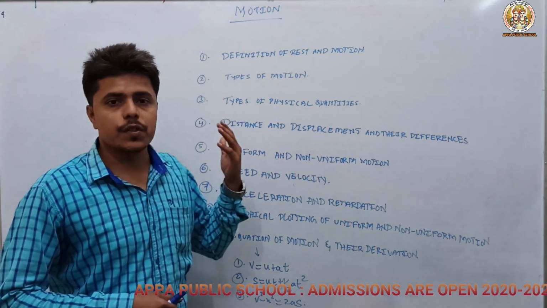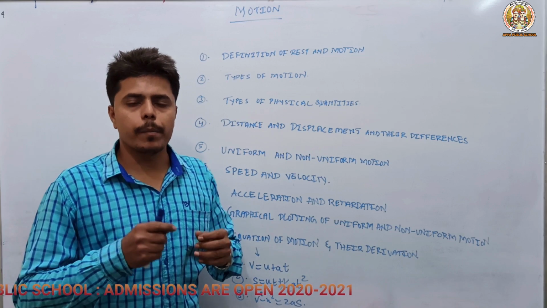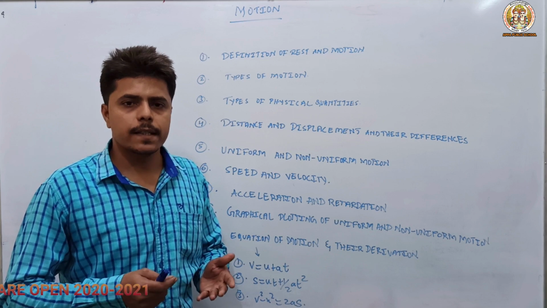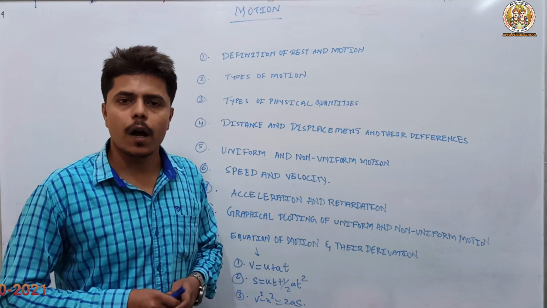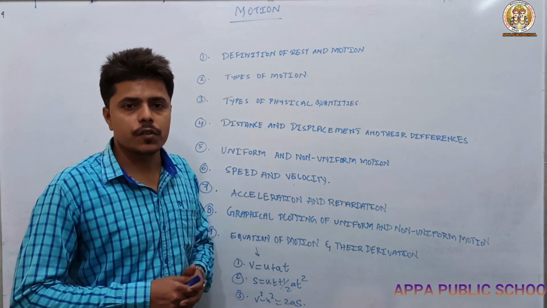Before going to the motion chapter, we should know what we mean by motion. Any body moving from one place to another place with respect to time, we say the body is in motion. Example, a car moving from one place to another place. Now we are going to see the contents in the chapter.